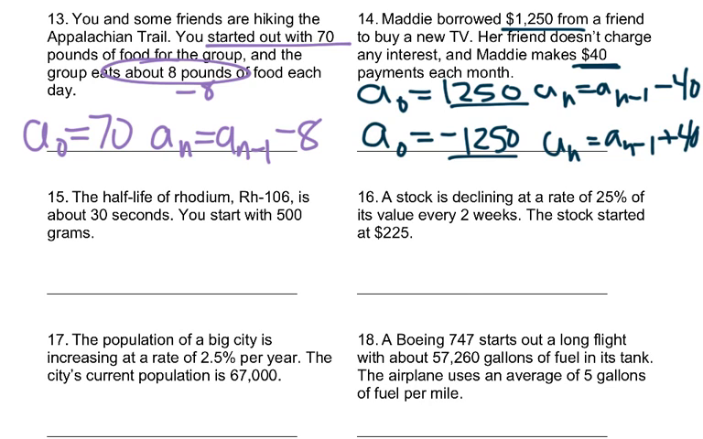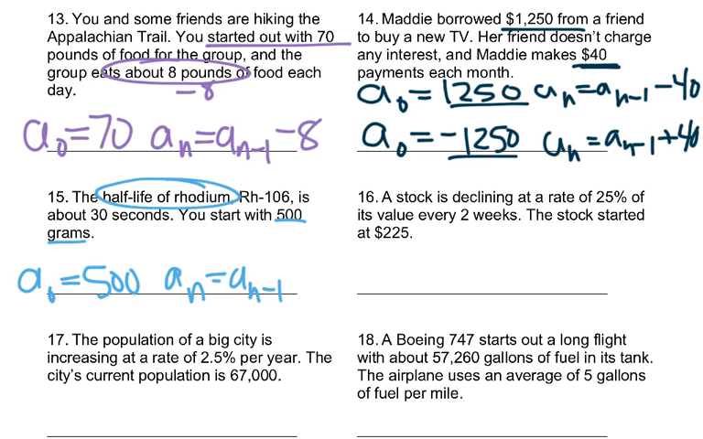All right, number 15. The half-life of rhodium Rh 106 is about 30 seconds. You start with 500 grams. So that one's easy to see our starting, right? Now this one has a lot of numbers, might be more difficult to see the growth. But regardless, I know I'm going to start with that.